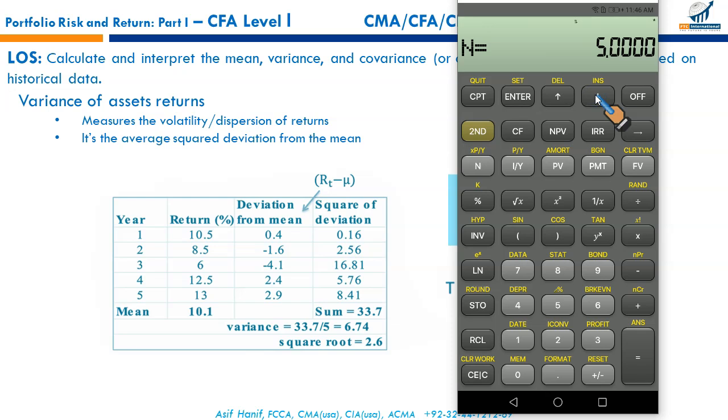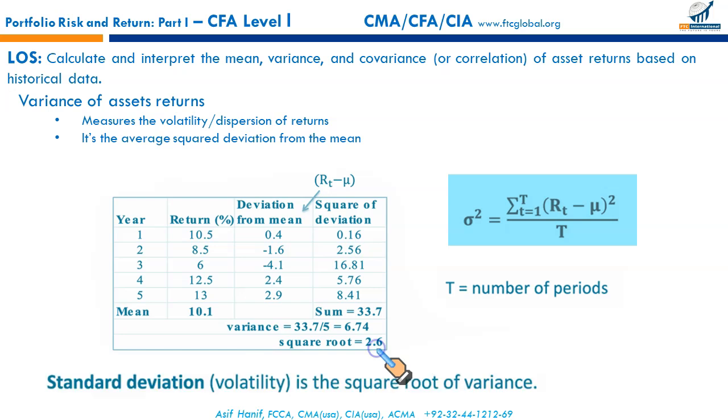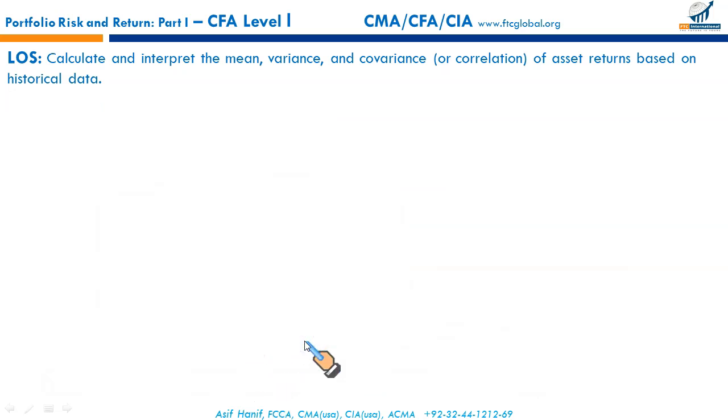We are looking for 5 values. The mean is 10.1. The sample standard deviation is 2.9, and 2.59, which is approximately 2.6, is the population standard deviation, right? So that's as simple as that. You can use your financial calculator to calculate the mean and standard deviation, and that's all. As I just said, standard deviation or variance is a measure of volatility. It's a measure of risk and one of the most widely used measures of quantifying risk.